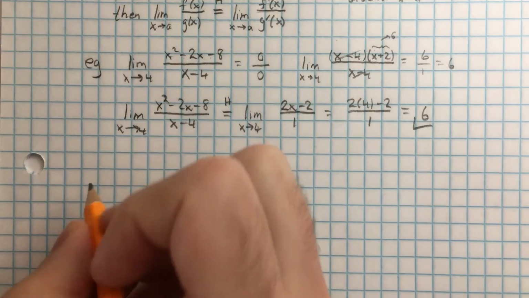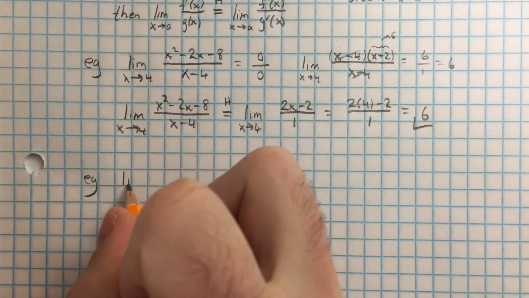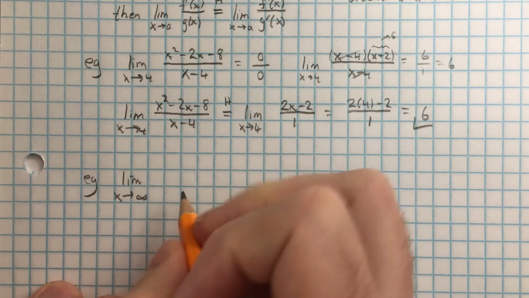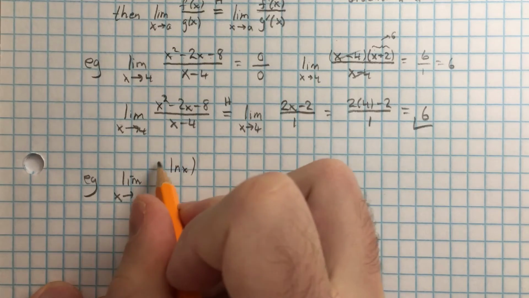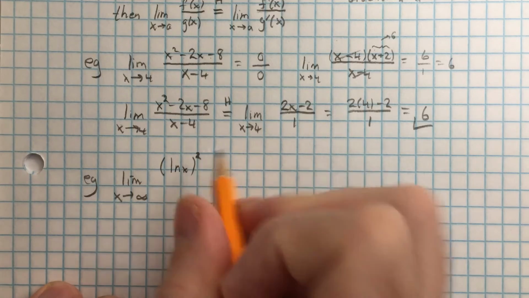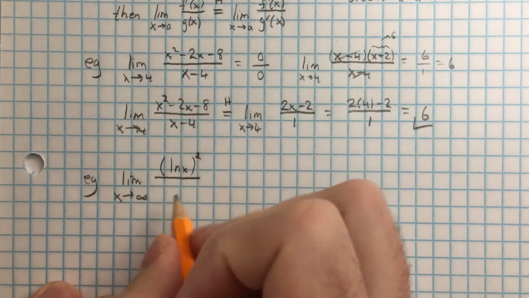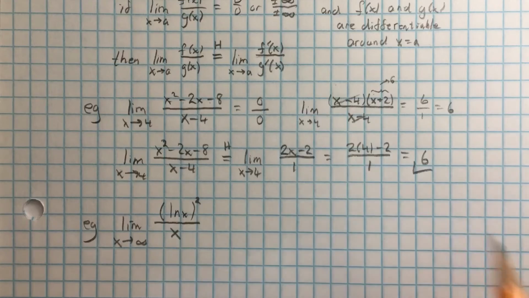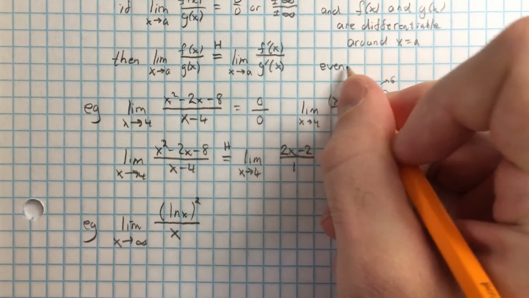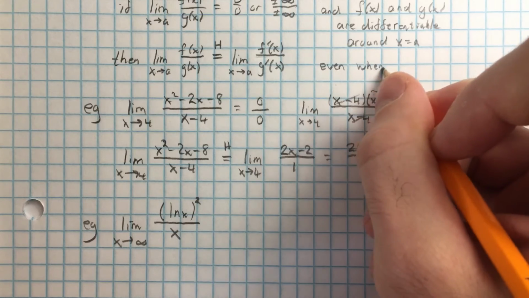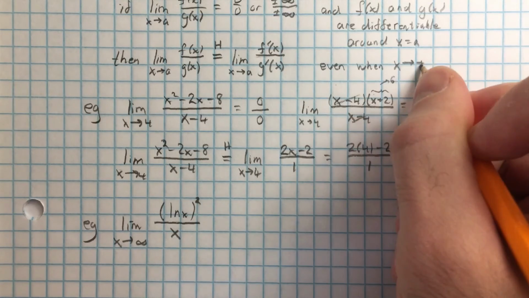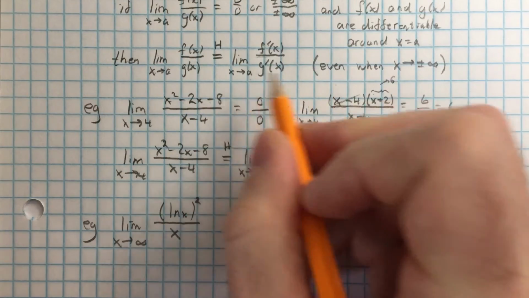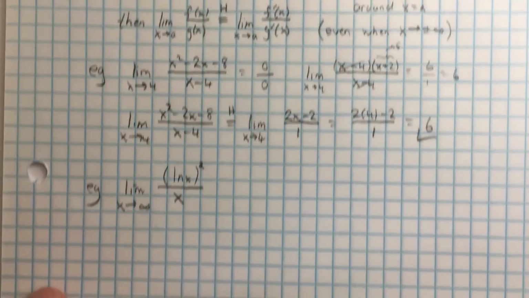Another example. Let's take the limit as x approaches infinity of the natural log of x quantity squared over x. Now, even though I didn't state it before, it is true that L'Hopital's rule applies even when x approaches plus or minus infinity. It won't matter. So the fact that it's not a finite value a is irrelevant. L'Hopital's rule still applies.